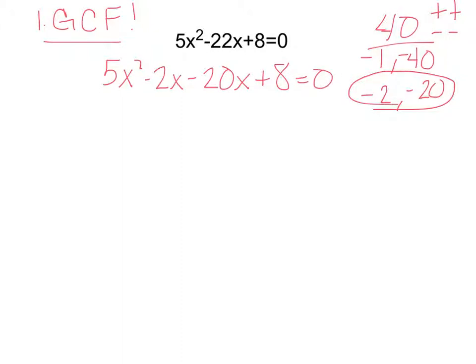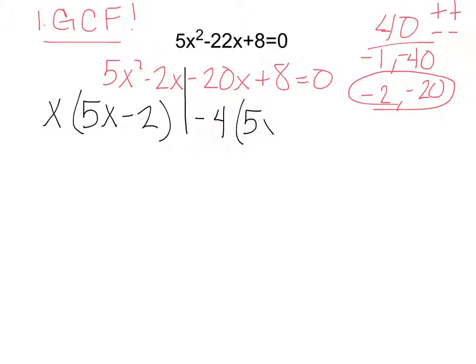I split it down the middle. 5 and 2 don't have any common factors other than a 1, so I can just take out a 1x, and I have 5x minus 2. Now if I look at 20 and 8, they both have a 4. And since this 20 is negative, I'm going to take out a negative 4. So I get 5x, and then if I take out a negative 4, I'm going to have to do a negative 2 to get me my positive 8. Because remember, if you take out a negative, all the signs change in your parentheses.